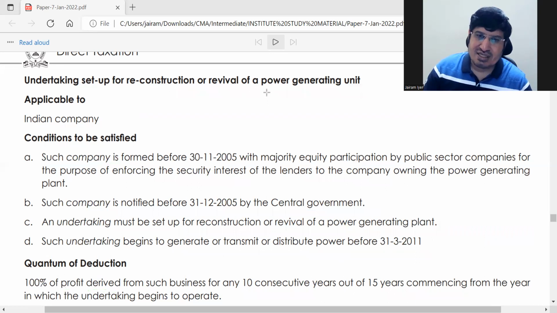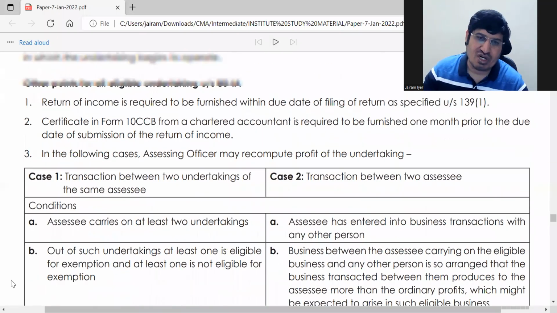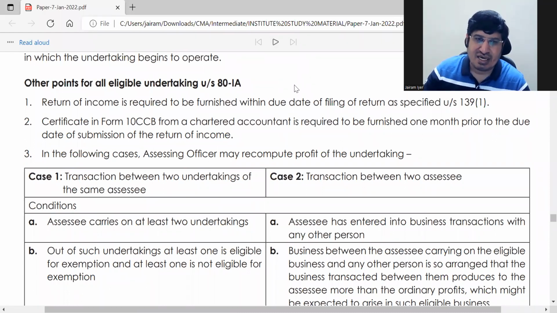The only thing is you can say that the power generating unit is not functioning well, so some public sector companies are coming together, forming a company to revive it. Okay, in that case that profit is fully exempted. That's it, short way.